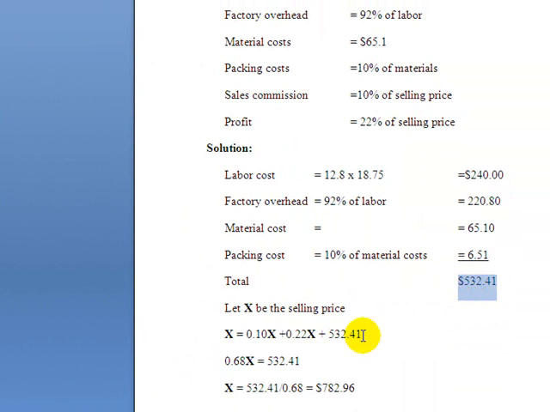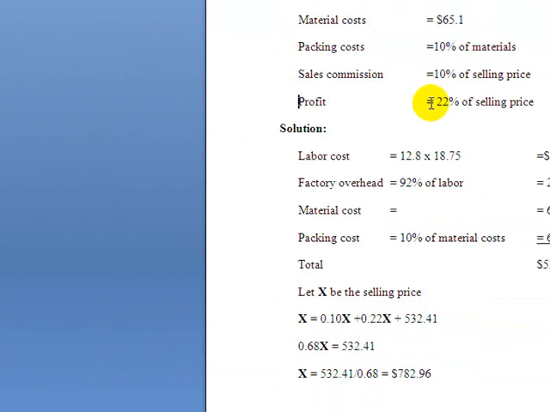Cost per unit plus 10% sales commission, which is 10% of the selling price, not 10% of the cost. So if the selling price is X, 10% of X is 0.1x. Also, profit we need is 22% of the selling price, not 22% of the cost, so that is 0.22x. So 0.1x plus 0.22x plus cost, 532.41.